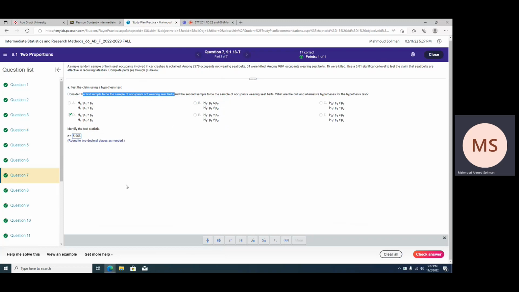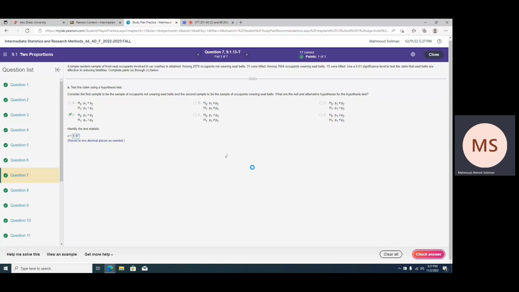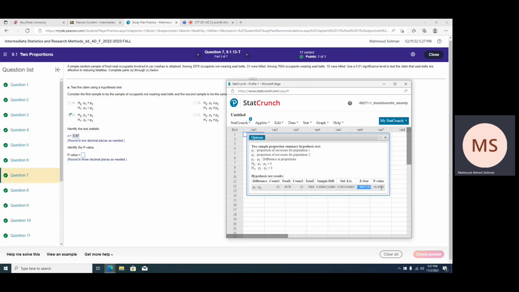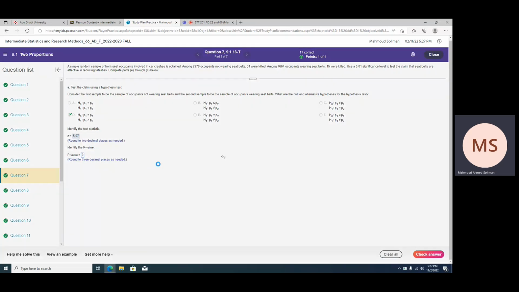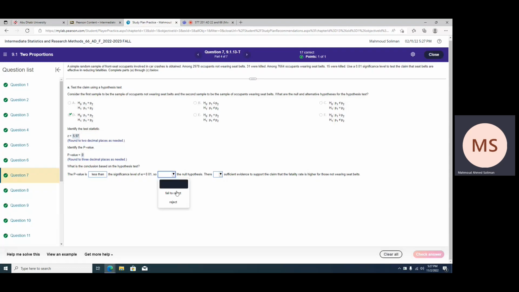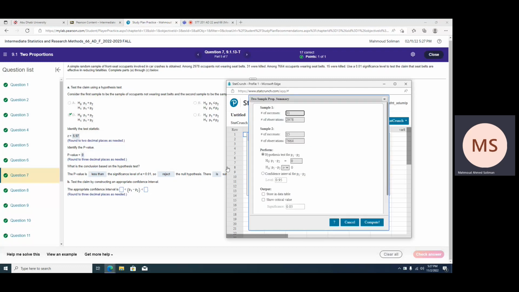So P1. Okay, so here we need 2 decimals. Now we have 3. We'll round 6 to 7. Check. Good. And here we have less than 0.0001. That means 0. And then 0 is less than 0.01, so we reject. And when we reject, there is sufficient evidence.